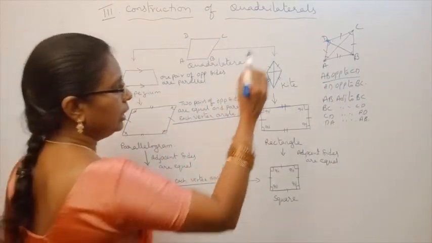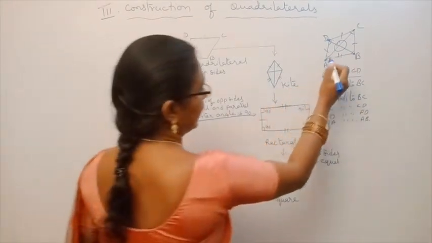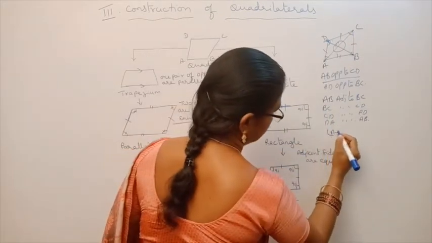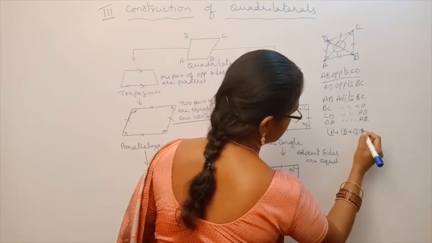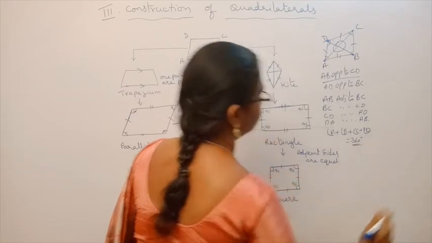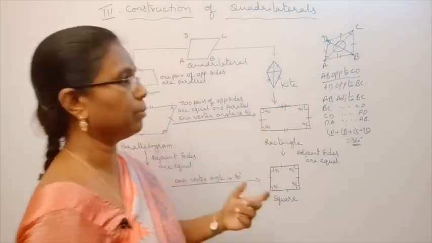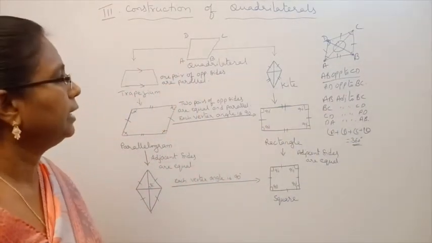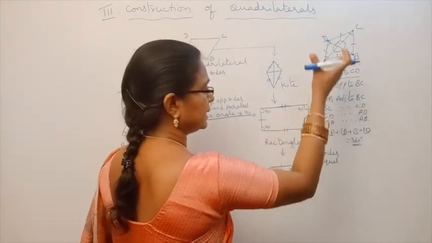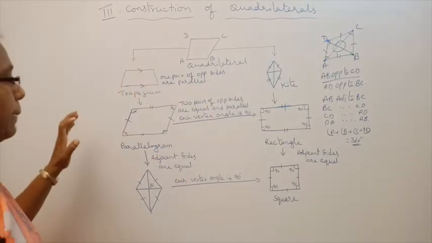Now the total internal angle in a quadrilateral is 360 degrees, which means angle A plus angle B plus angle C plus angle D is equal to 360 degrees. The sum of the four angles is 360 degrees. Now, based on opposite sides, adjacent sides and opposite angles, quadrilaterals are divided into some types. Now the first one, trapezium.